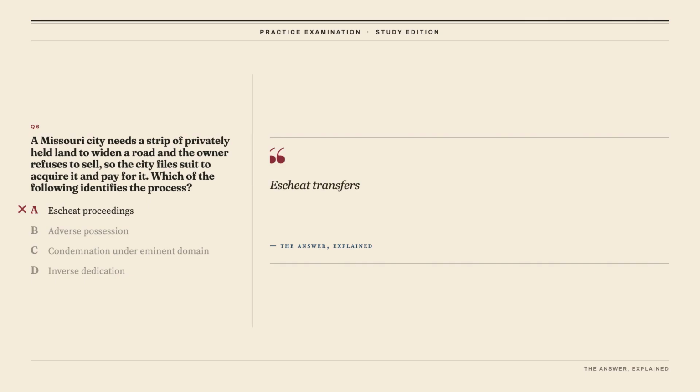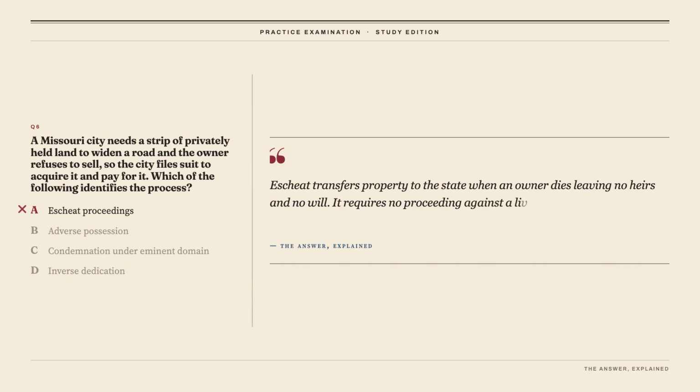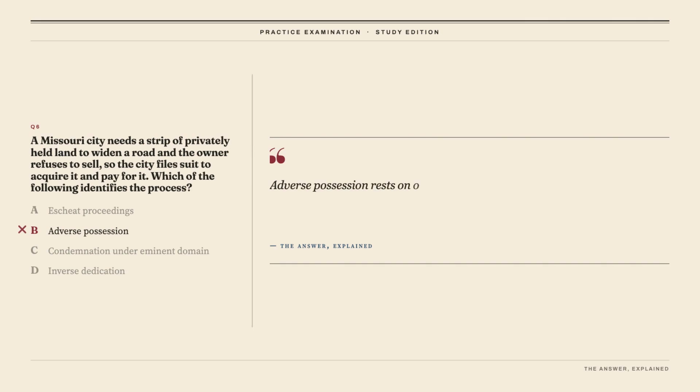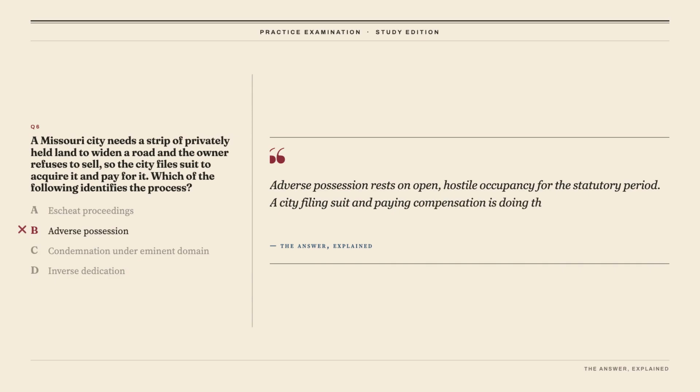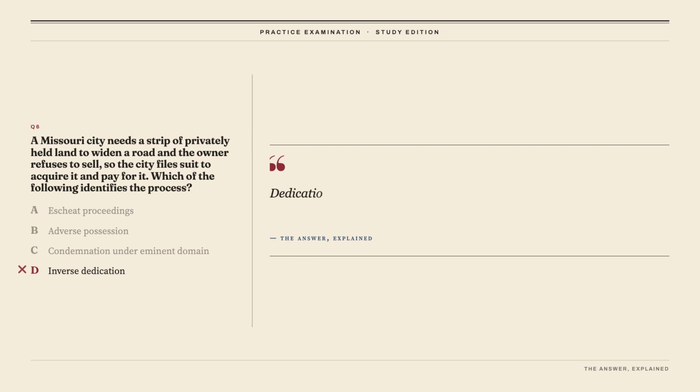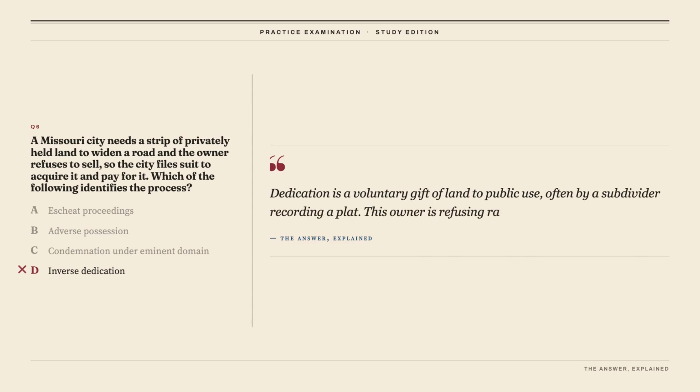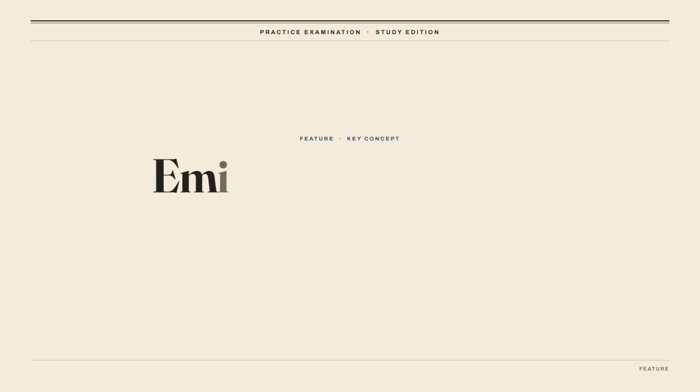A is wrong because escheat transfers property to the state when an owner dies, leaving no heirs and no will. It requires no proceeding against a living owner and pays nothing. B is wrong because adverse possession rests on open, hostile occupancy for the statutory period. A city filing suit and paying compensation is doing the opposite of possessing without permission. D is wrong because dedication is a voluntary gift of land to public use, often by a subdivider recording a plat. This owner is refusing rather than dedicating anything.